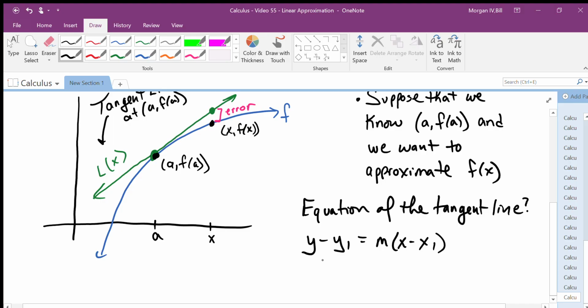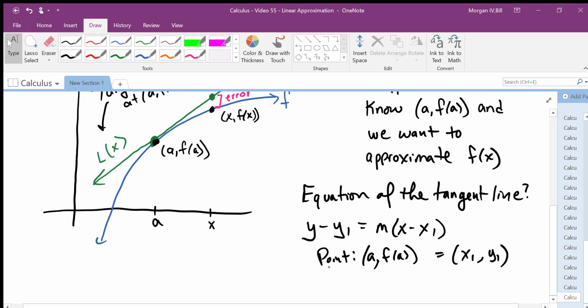So we have the point a, f of a. It's the point we know something about on the curve. It's also on the tangent line. And that's going to be represented in this equation by x1, y1. And the slope. What we're talking about here is the slope of the tangent line at a, f of a. Well, we're in calculus. How do you find the slope of the tangent line at a point? That is the derivative. The slope of the tangent line is the derivative function evaluated at a.